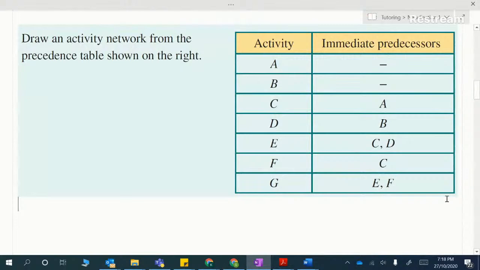All right, so there's a question on the screen. I'm going to wait a couple of minutes, give you guys a chance to do this question, and then I'll put the answer up on the screen.